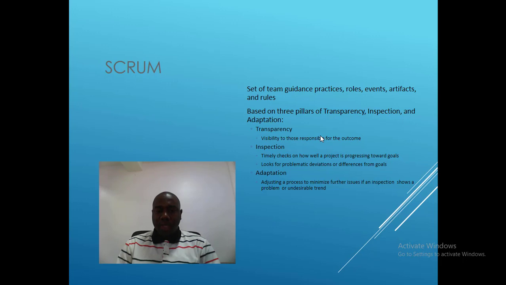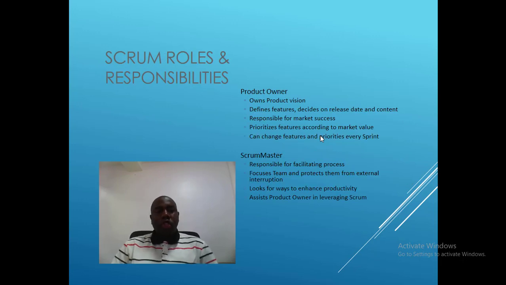In terms of inspection, timely checks on how well a project is progressing towards goals, looking for problematic deviations or differences from goals. Then adaptability is also very important, adjusting a process to minimize further issues if an inspection shows a problem or undesirable trend. Scrum roles and responsibilities. Number 1 is the product owner. Who is the product owner? The product owner owns the product vision.